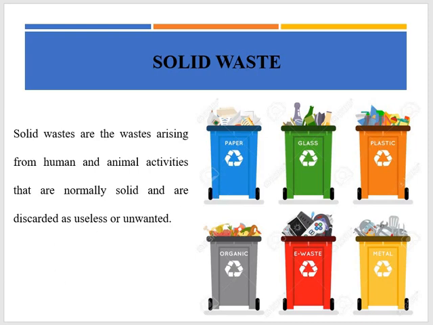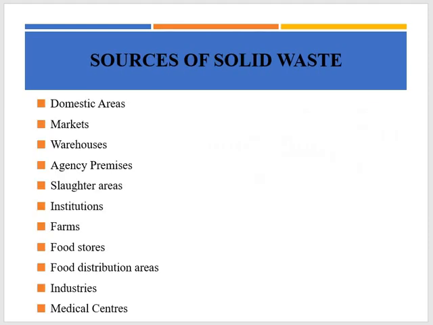Okay, now let's see the sources of solid waste. This is a list showing the sources of solid waste. First one is domestic areas. Here, usually the waste is generated as a result of ordinary day-to-day activities. Okay, then next one is markets. The majority of the solid waste from markets comes from food residues. It can also include paper waste, plastics, textiles, wood waste, rubber, non-combustibles, etc.